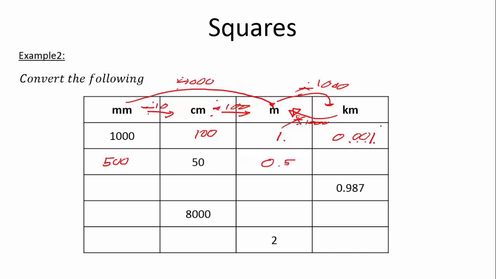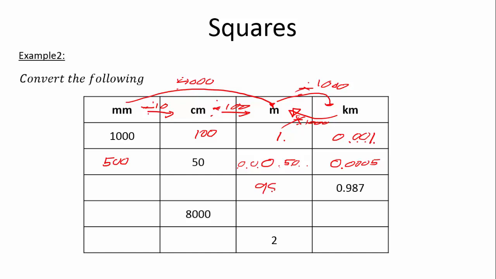That makes sense. Into kilometers, we can see that this is half of that, so it's going to be 0. Remember, we can move it 1, 2, 3, and we've got 0. We're moving it the other way around. 1, 2, 3. So there's a 0, 0, 0, 5. So it's 0.0005.